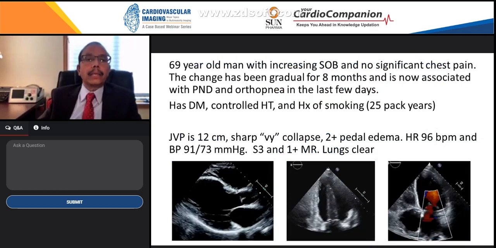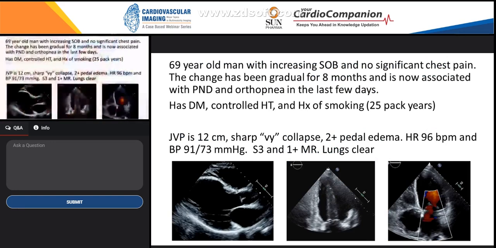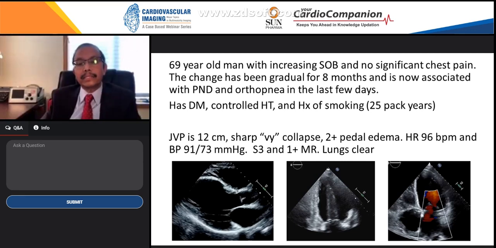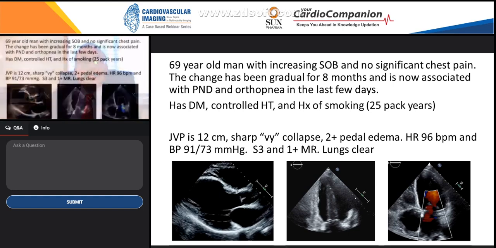Yes. Okay, good. Let's start with the case. A 69-year-old man comes with increasing shortness of breath, but no significant chest pain. The change has been gradual for 8 months and is now associated with PND and orthopnea in the last few days. He has diabetes, hypertension, and a history of smoking. All the heart failure signs: JVP is up, sharp Y collapse, edema, third heart sound. So here are the echo images.